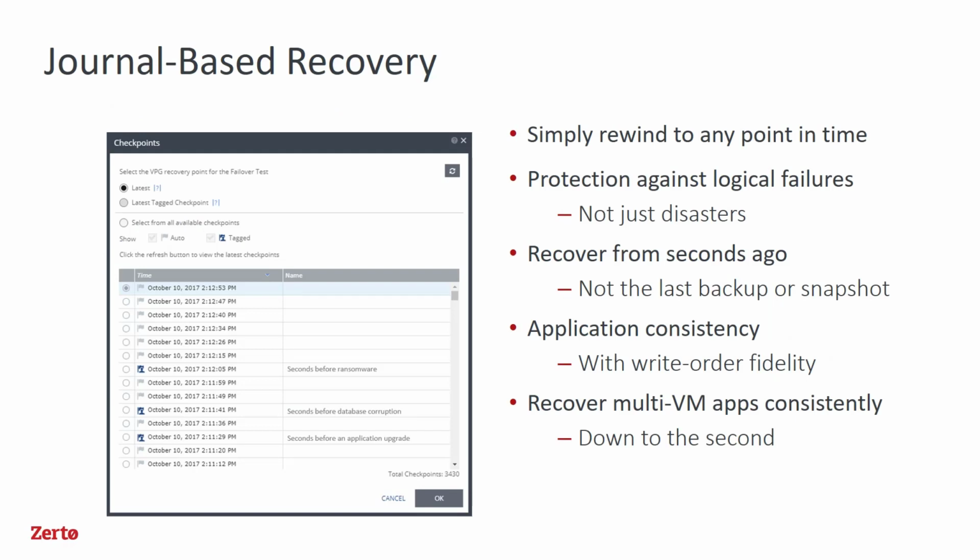This is what it will look like in our interface. You'll see the list of all the checkpoints that are available for anything that you've selected to recover. It could be a virtual protection group, a VM, or even a file. And as you can see, this really gives you the granularity to easily recover to basically any point in time. This really protects you against those logical failures like database corruption or ransomware attacks. And as you can see, you can really go back to seconds ago. You don't have to go back to that latest backup that happened maybe 12 hours ago.